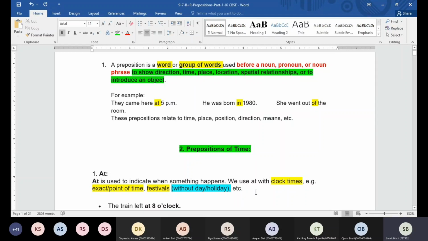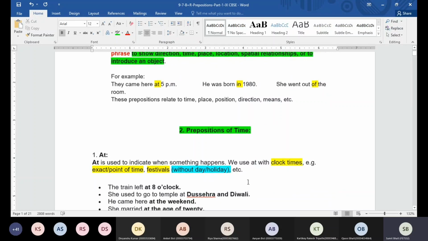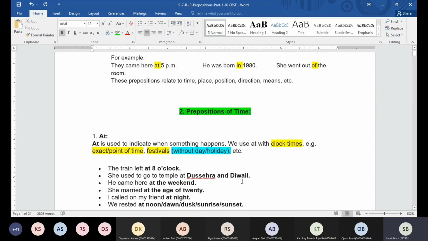Okay, when we are referring to festivals, then also we use the word at, but there should be no day with it. Like if you have Diwali day or something like that, then we don't use the word at. Okay, if you have festivals without the word day or without the word holiday, we use the word at there. For example, the train left at 8 o'clock. So when I say 8 o'clock, this is going to be our exact time, the point of time we are referring to. Okay, she used to go to temple at Dashera and Diwali. So when I say Dashera and Diwali, we are using the word at here again.